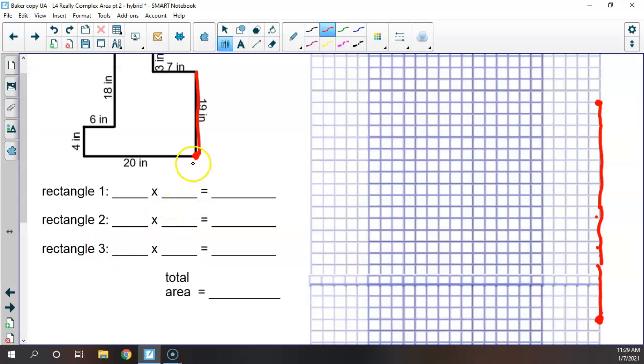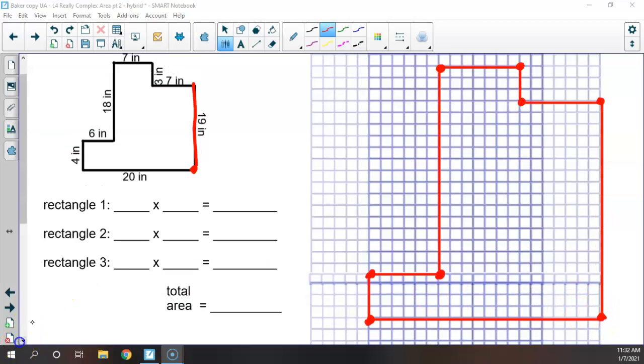All right, so here's what I want you to do. I want you to pause the video. I want you to go ahead and draw the rest of your shape on your grid paper and then come back and we will work to solve.